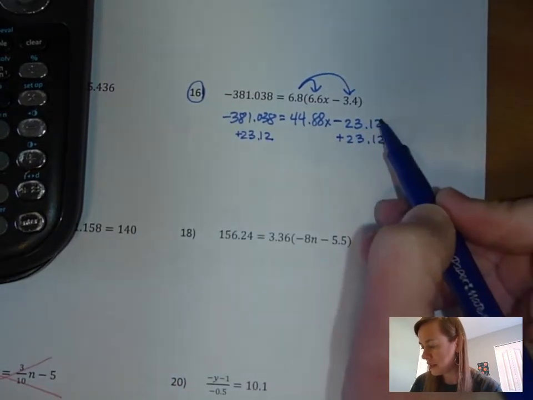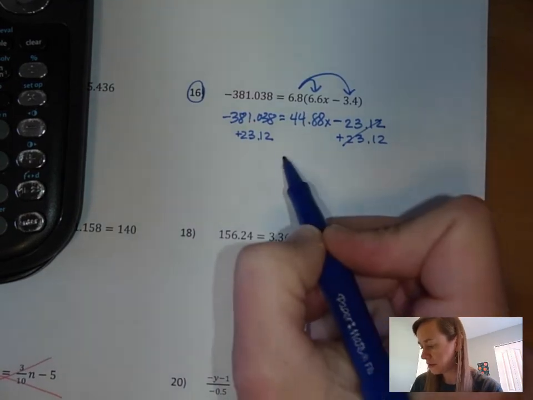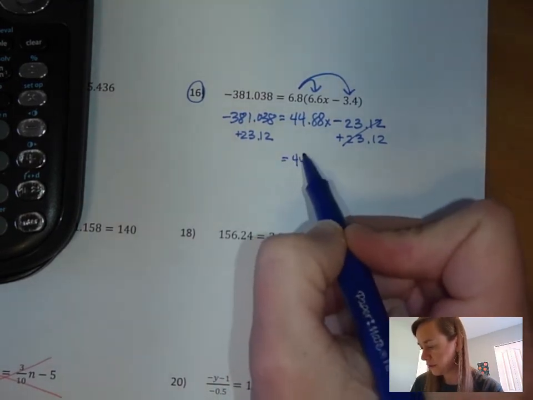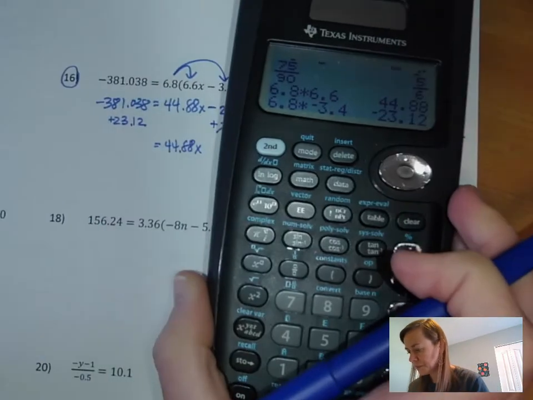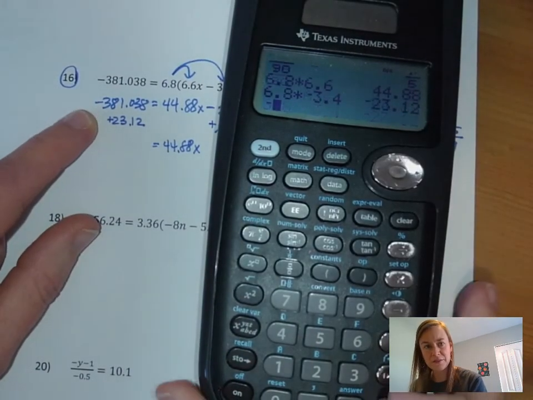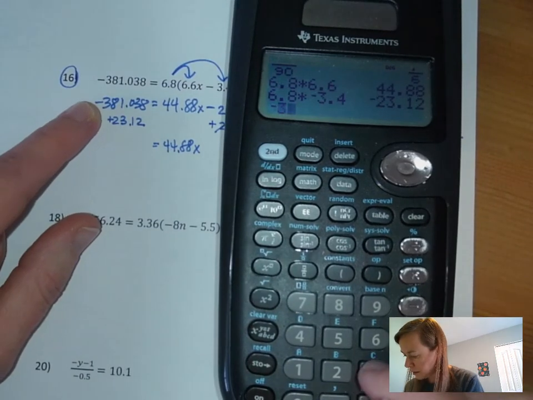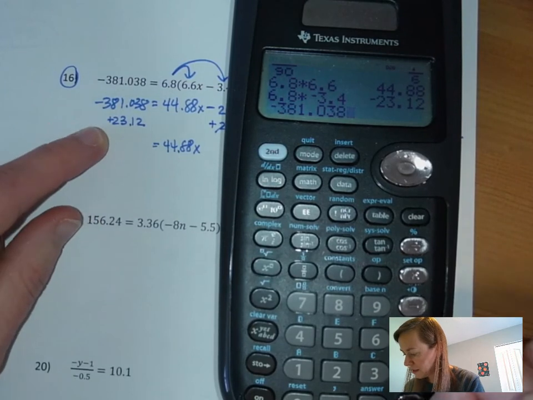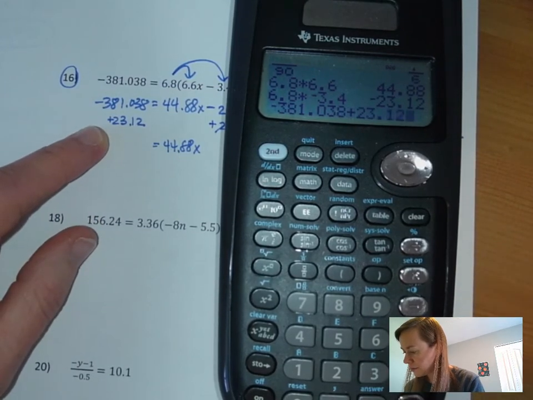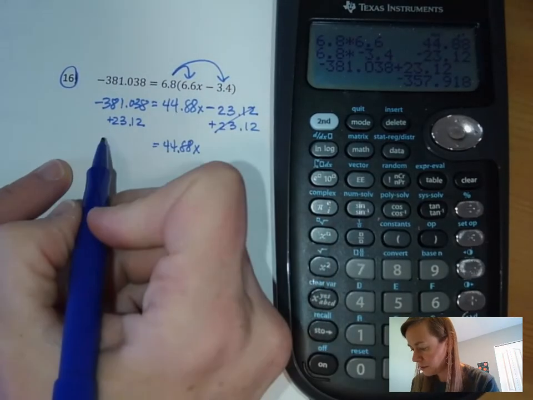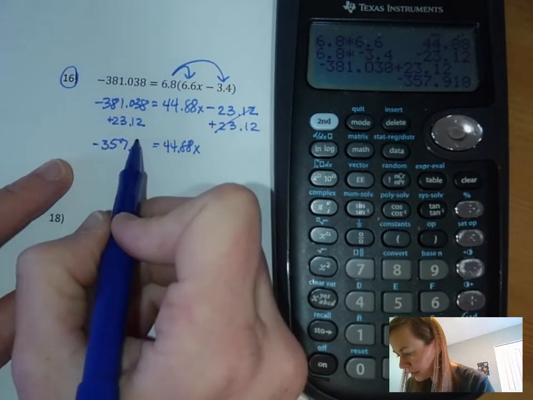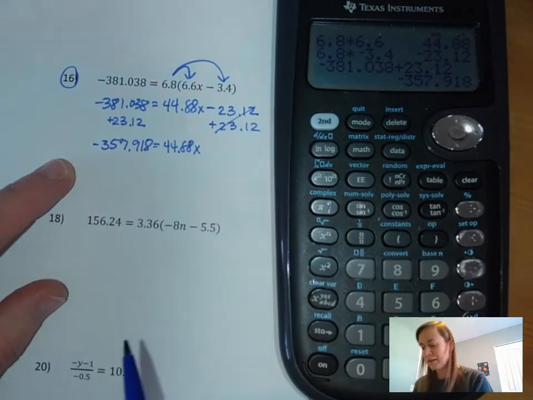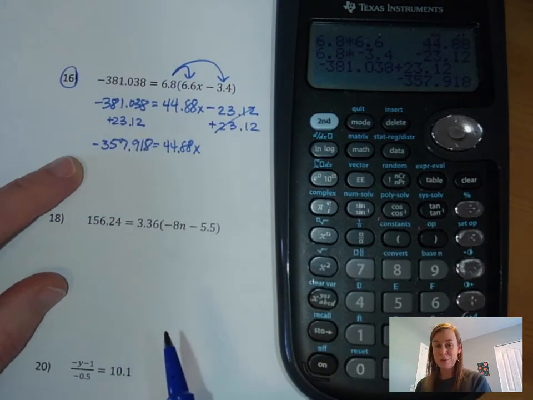Okay, so that's just going to equal 0, so I'm going to cross it out. On this side, we'll bring down our 44.88x, but on this side, let's go ahead and do the math. We've got a negative 381.038, and then we're going to add to it 23.12. So negative 357.918. Okay, one more step and we'll be done.